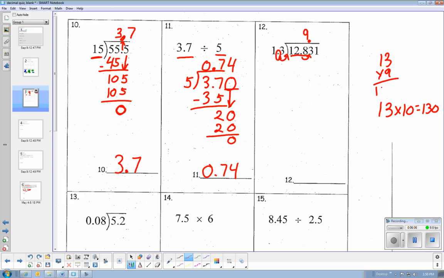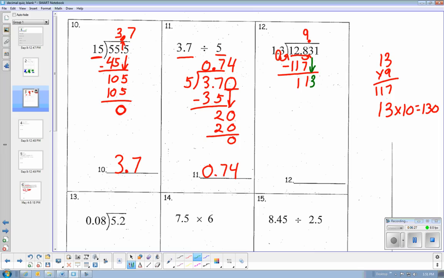When you multiply those out, you find out that this is 117. So it goes in there 9 times. 9 times 13 is 117, and then you're going to subtract this. That's a 1, and that's a 1. The next thing that we do is, I'm going to switch colors here. We bring this 3 down.